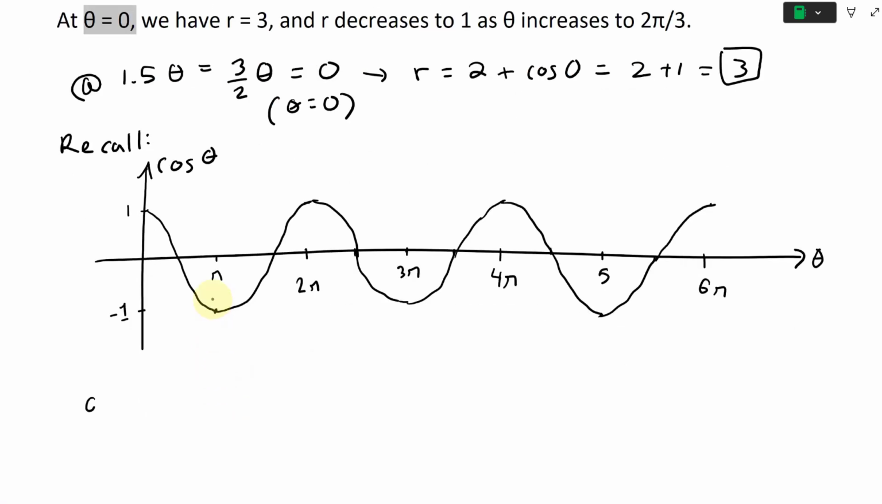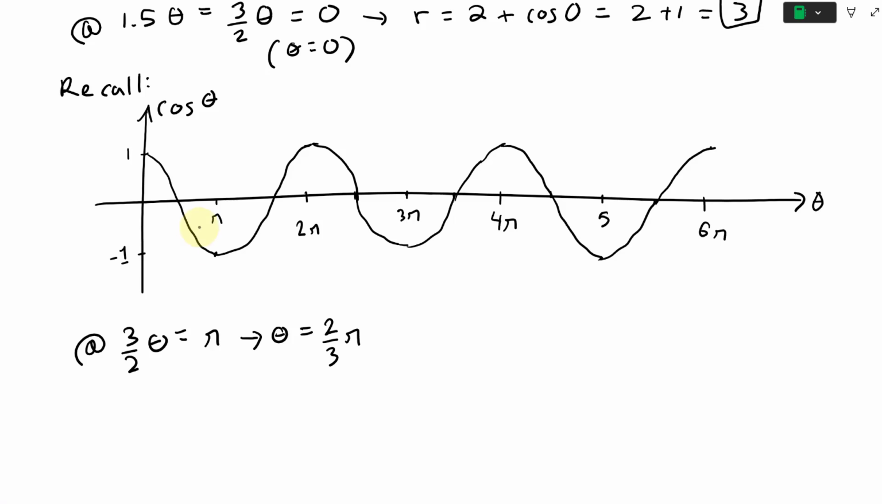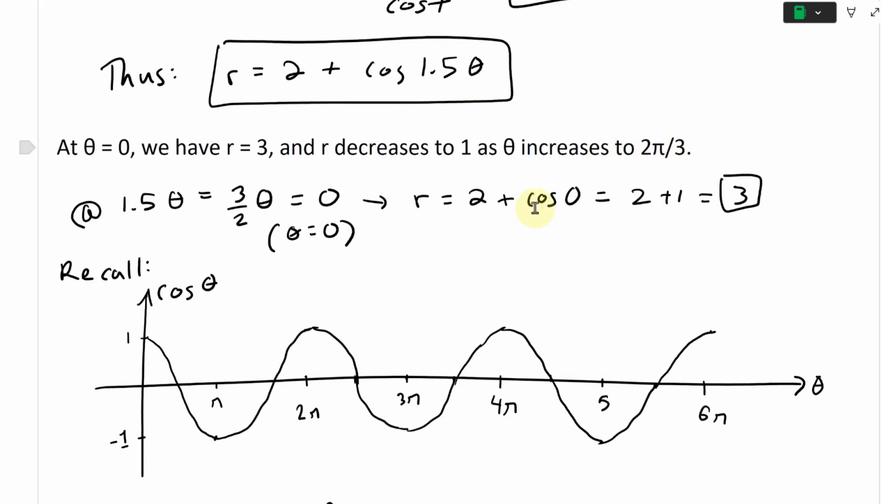So at 3 over 2 theta equal to pi, what happens here is, we'll just move this over there. So theta is equal to, move the 2 over there, and then the 3 at the bottom, so we're going to get 2 over 3 pi. So 2 over 3 pi like that. And hence why we have this part right here. I wrote that there, 2 pi over 3.